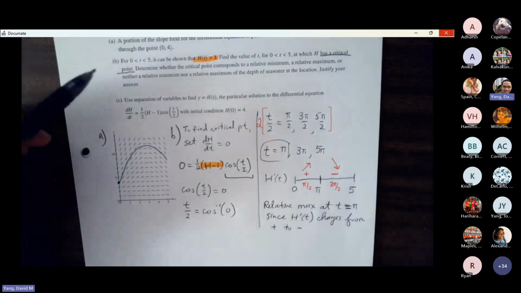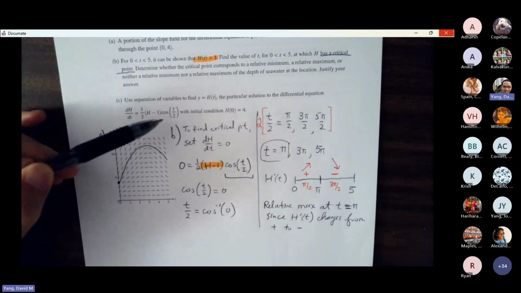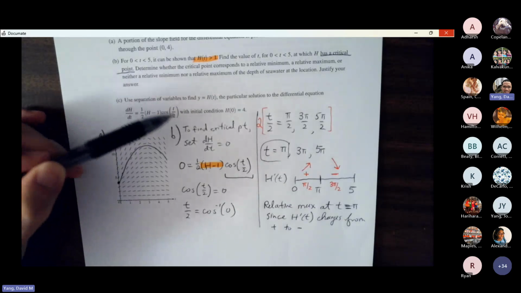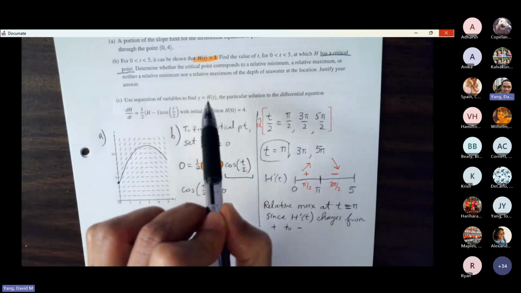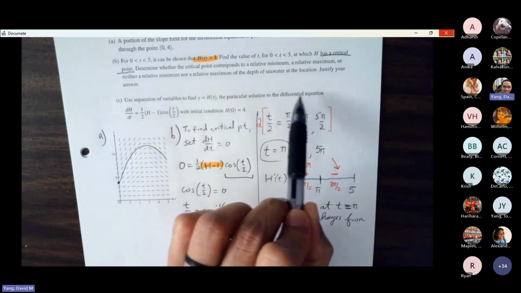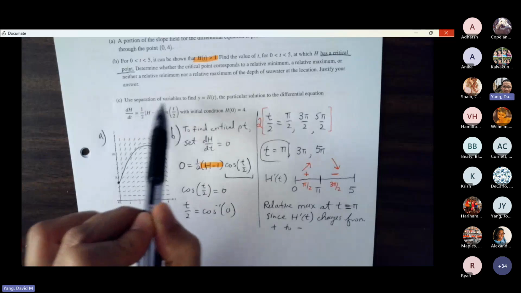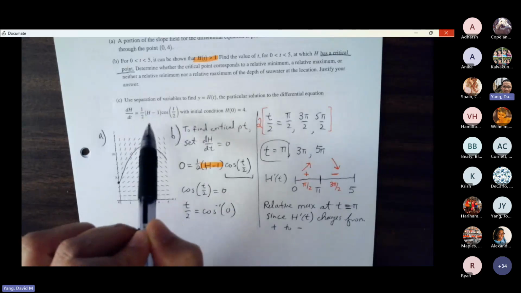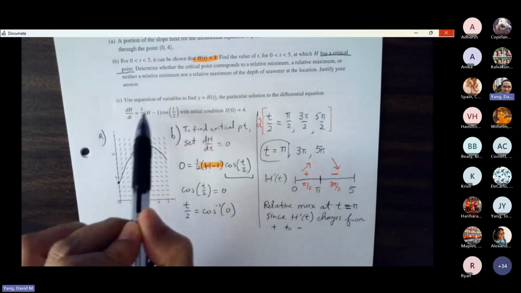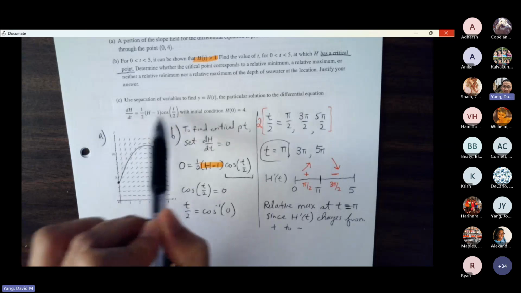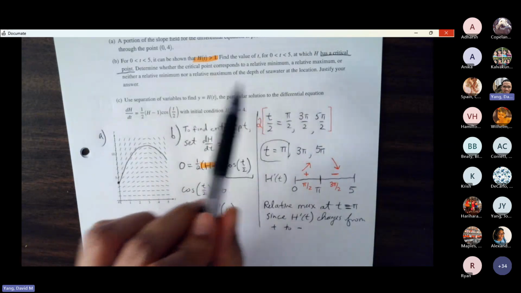All right, part C is our big separation of variables, solving a differential equation problem. Use separation of variables to find y equals h of t, the particular solution for a differential equation. We're going to go through all of our steps, separating our variables. We ultimately want our h's on the left, our t's on the right, take the antiderivative. We're going to solve for c, and then we're going to solve for h.